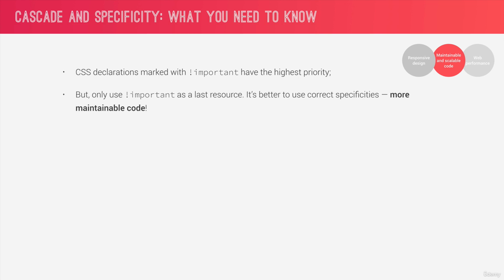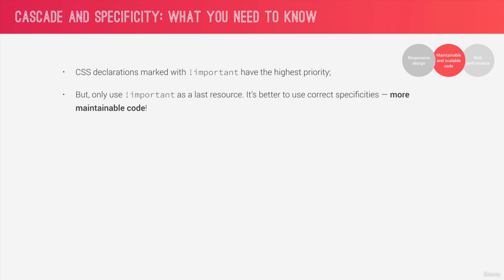That's it. Now, just before we finish this lecture, let me give you a quick summary and overview of the most important things we just learned. This is essentially what you should really retain from this lecture. First off, we learned that CSS declarations marked with the important keyword have the highest priority when multiple declarations are in conflict. But you should only ever use important as a last resort.